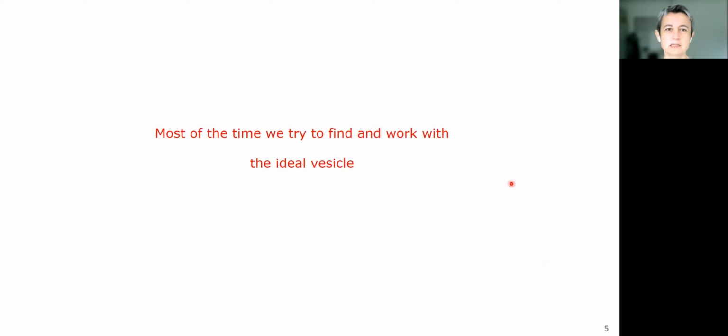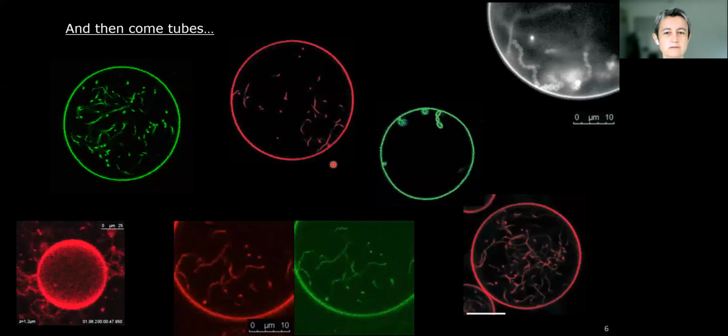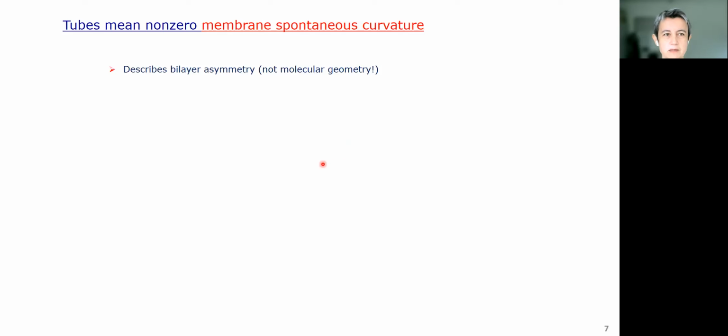In all of these cases that I was describing until now, we most of the time try to find and work with ideal vesicles, no inclusions, no defects inside. And then very often in certain samples, you see that the predominant fraction of the vesicles have tubes. Tubes can be inside, outside, they can be thin and cylindrical, they can be necklace-like, pearl-like, and they mean something. They mean non-zero spontaneous curvature in the membrane.